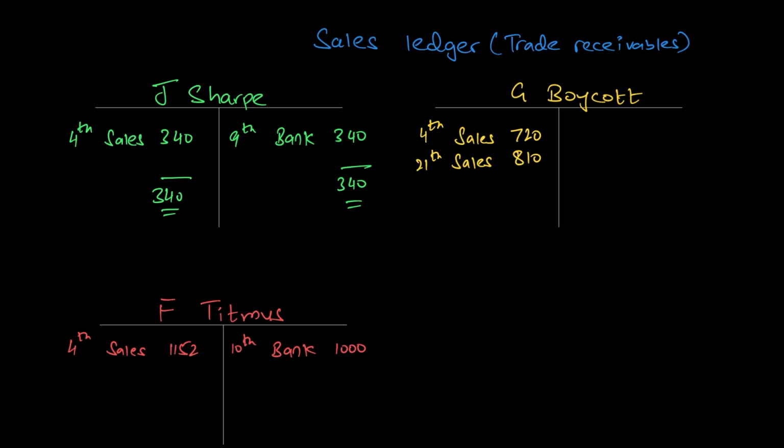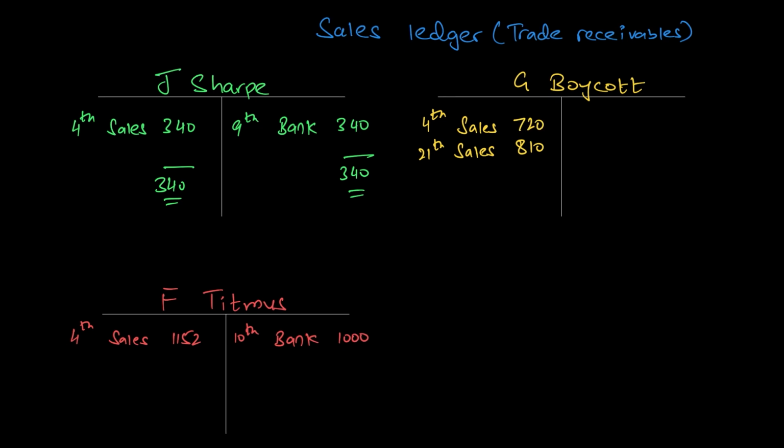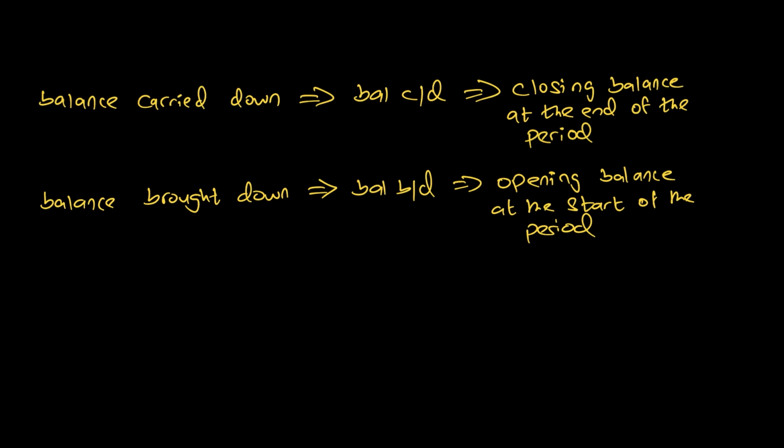Now the question is this: how do you show this in accounting terms? We know that mathematically he owes us 720 plus 810. Now what we have to learn is how to show this in accounting terms. So let's see how we can write the outstanding balance in accounting terms. Okay, but before that, I will introduce some new terminology over here. So we will use the words balance carried down and balance brought down, something you guys will use a lot across this course.